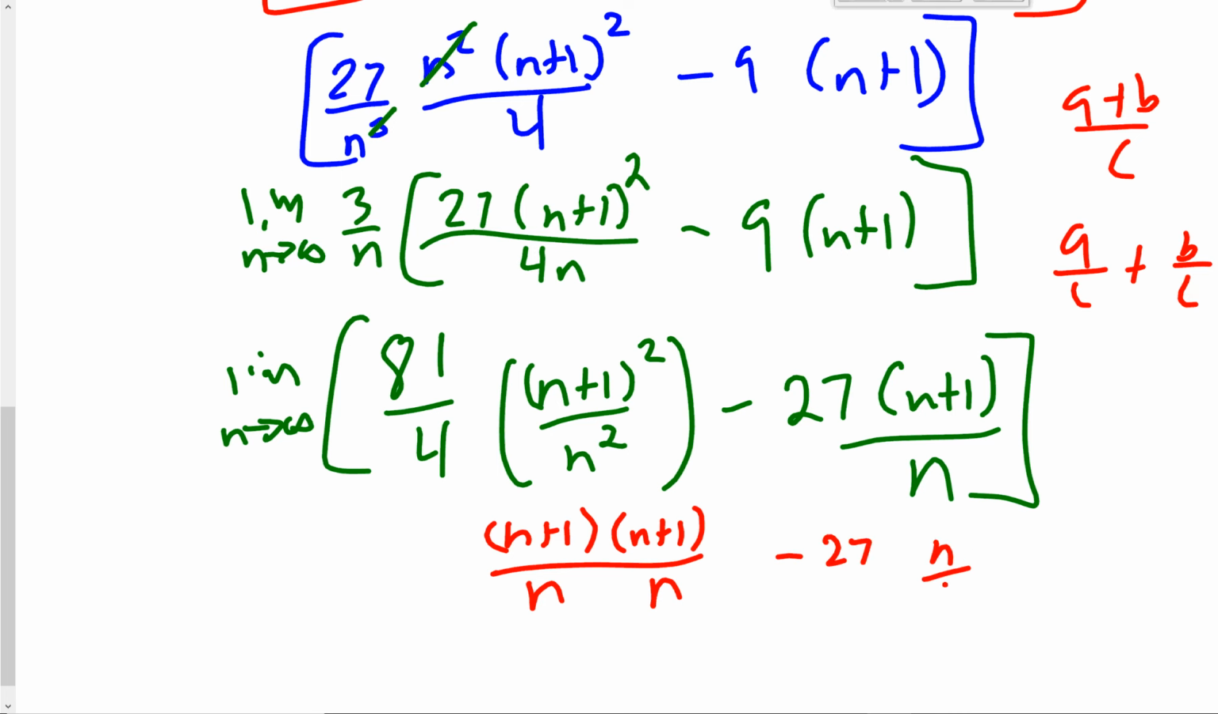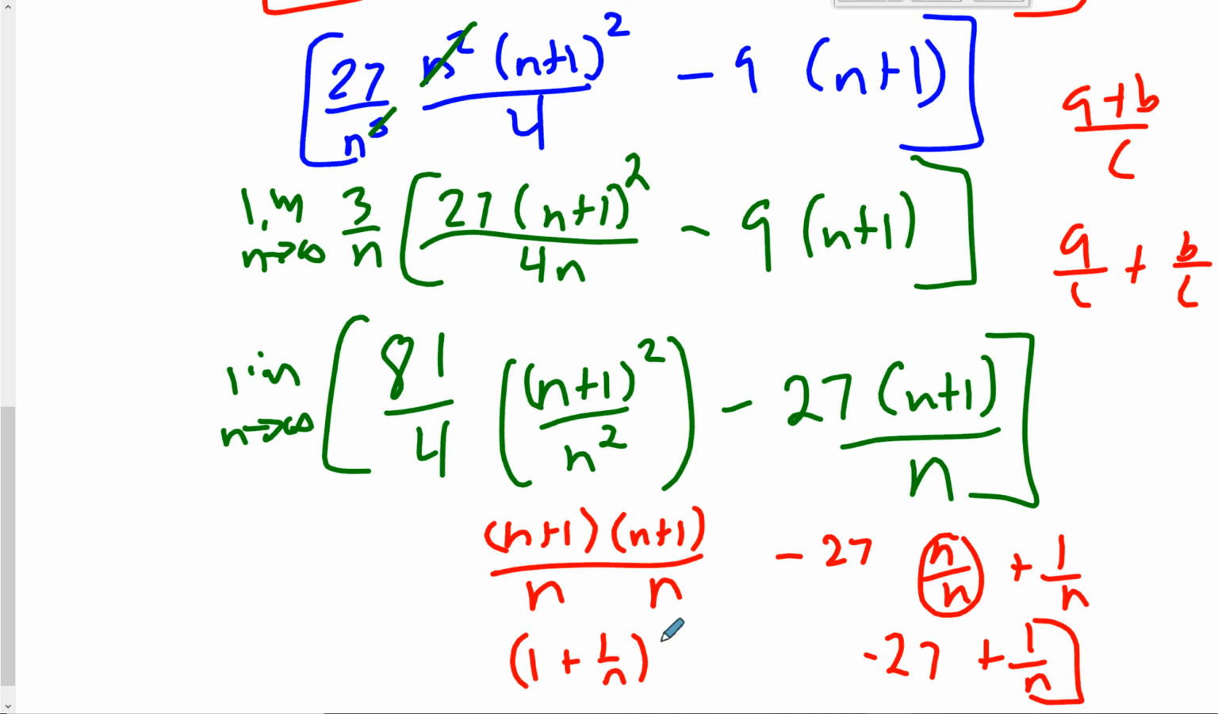I'm going to take n over n plus 1 over n, because now I can reduce this one to 1. 1 times negative 27 is just negative 27, plus 1 over n. And then this one will do the same thing as this one over here. It will be 1 plus 1 over n times 1 plus 1 over n. Both those will turn to that same thing. And then this one has 81 over 4 in front, and we're still taking the limit as n goes to infinity of this. Okay, so that's our trick.